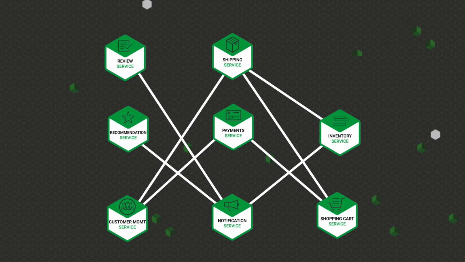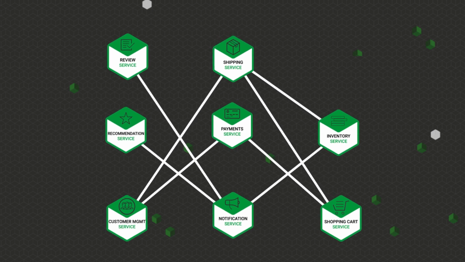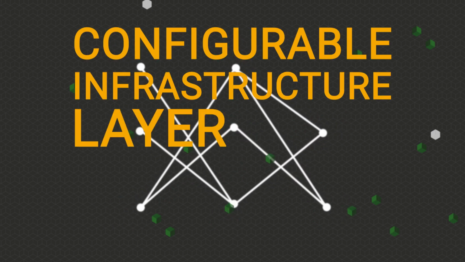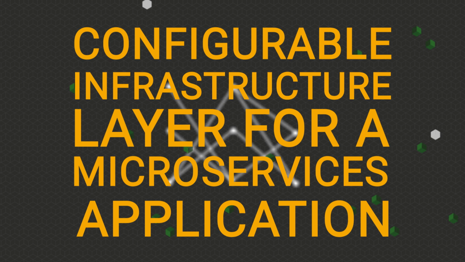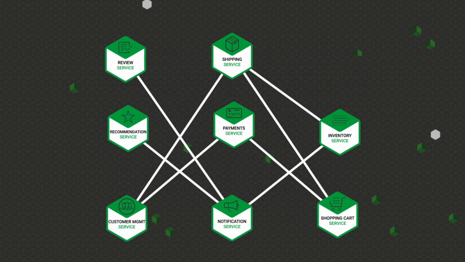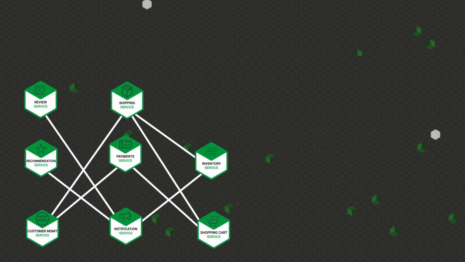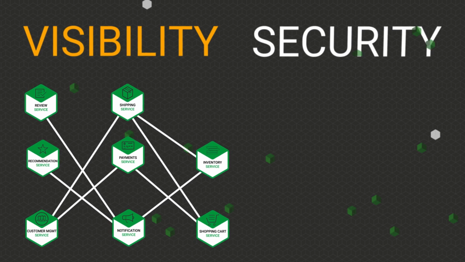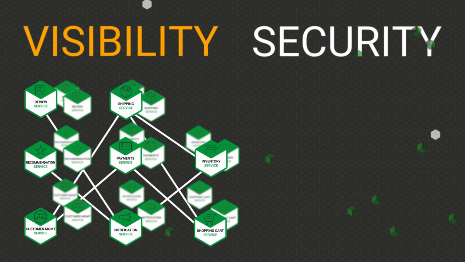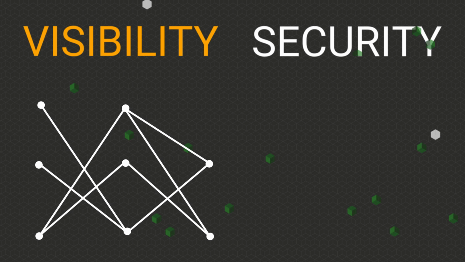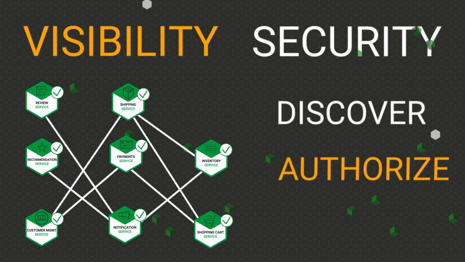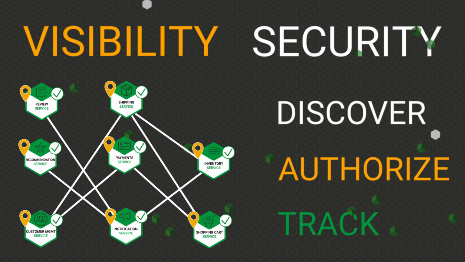Enter the service mesh. A service mesh is a configurable infrastructure layer for a microservices application. It provides microservices governance by adding necessary visibility and security controls. When you have dozens of services, the service mesh helps discover, authorize, and track the different service instances.